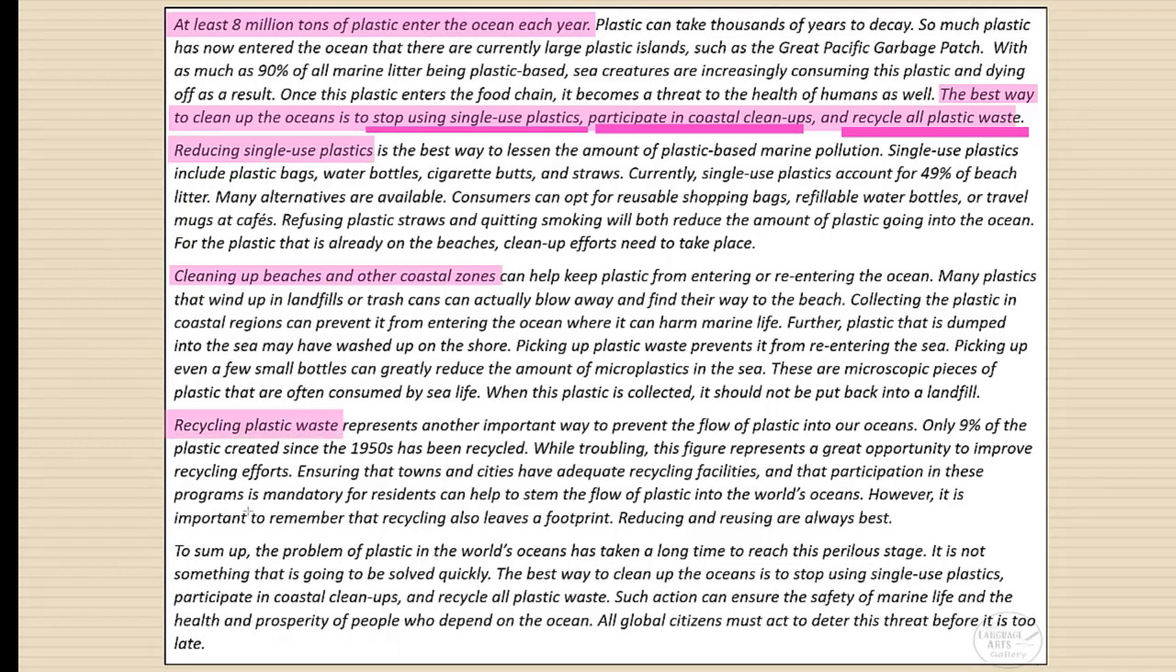Then when we move down to our conclusion, we're signaling the end of our essay here. We're restating that problem, the problem of plastic in the world's oceans. We're restating our thesis, the best way to clean up the oceans is to do those three things mentioned in each body paragraph above. And then finally, we're ending by leaving our reader with a strong concluding thought. All global citizens must act to deter this threat before it's too late.